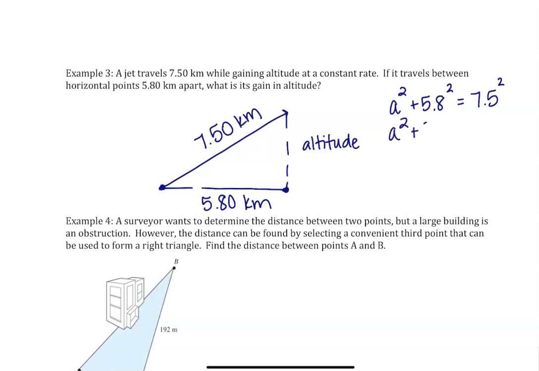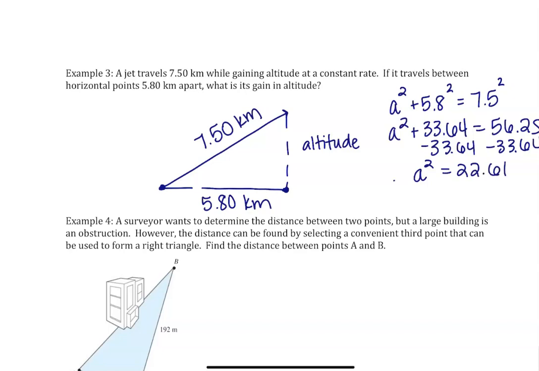So here, a squared plus 33.64 equals 56.25. We'll subtract 33.64 from both sides. And so a squared equals 22.61. Now we take the square root of both sides. That's always the last step on these Pythagorean theorem problems. And we get 4.75, which would round to about 4.8 kilometers in altitude.